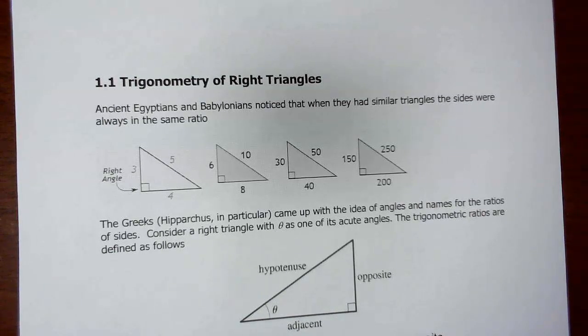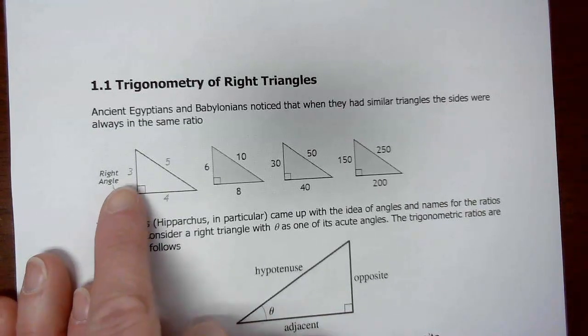Welcome back. So this unit is studying trigonometry. And I know that's a scary word, but all it means is the study of triangles. So ancient Egyptians and Babylonians started noticing that similar triangles had sides that always were in the same ratio.